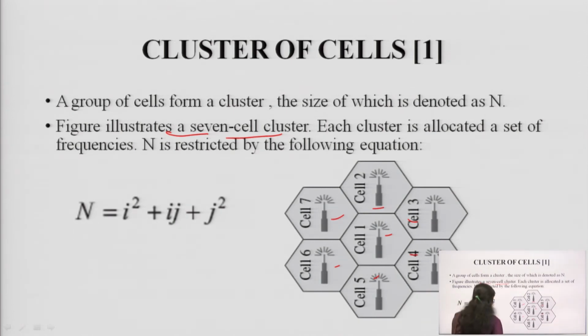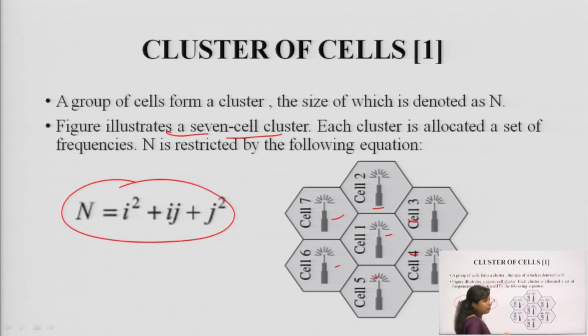And how do we decide this? This is decided by a very important formula: N is equal to i square plus j square plus i j. What does it mean? These are two integer values that have to be non-negative, they can be 0 also, but they cannot be negative. So, i and j should be non-negative.